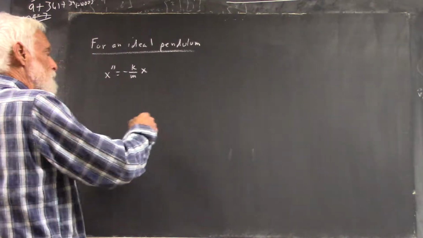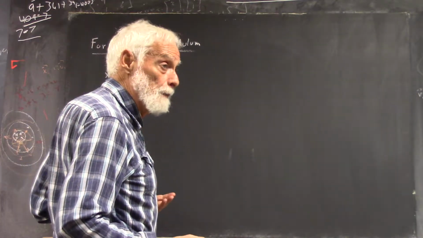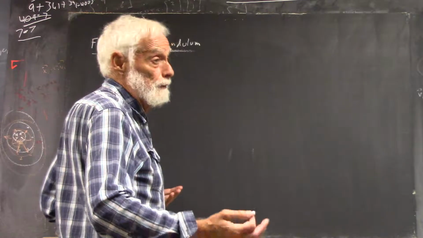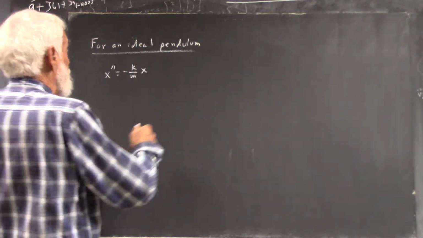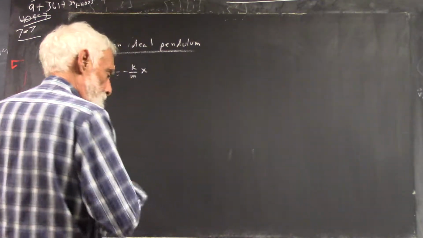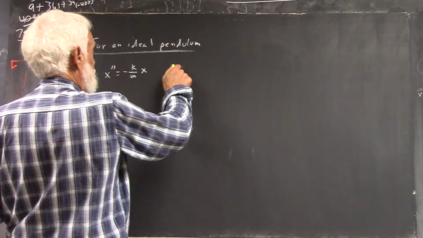Well, we determined, when I asked what kind of function has a second derivative that's a negative multiple of itself, we got a good answer: cosine function. Or was it a sine function? Either one, it's true for both. Okay, so over here, I'm going to write a little bit of knowledge that we need.